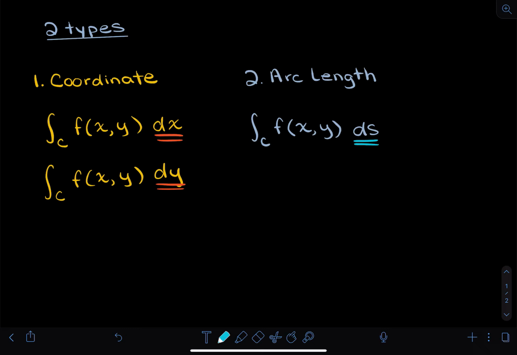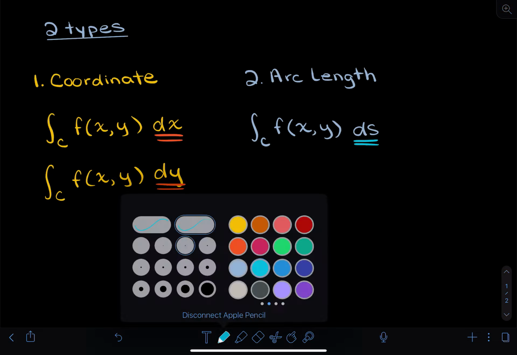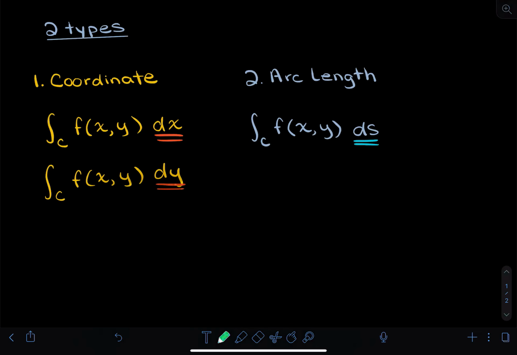Now for the C portion of the line integral, which of course is very important when we're trying to complete this integral, it doesn't matter if we're talking about a coordinate or an arc length. We still need to make sure that we're talking about C parametrically. And what that means is we want to look at C in terms of a vector function. So we want to illustrate C parametrically.